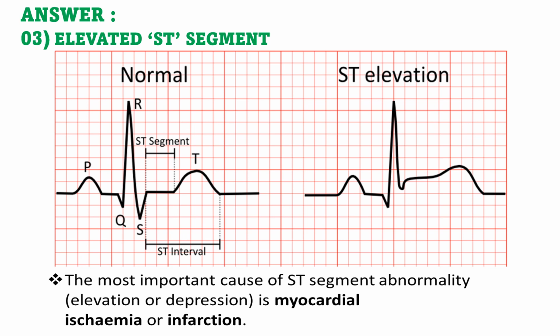Now in this ECG you can see, in the first ECG, the ST segment is an isoelectric line present without any changes. But in the second one, on the right hand side, you can see the ST segment has risen from its normal position. So whenever there is an ST segment abnormality, meaning an elevation or depression, it means that there is myocardial ischemia, or in cases of infarction, the ST segment changes occur.